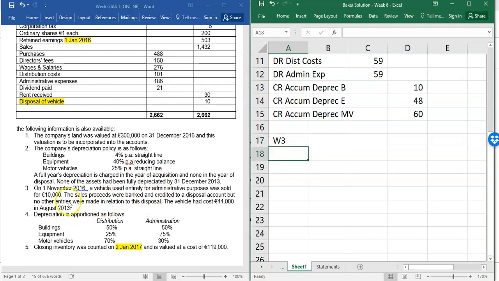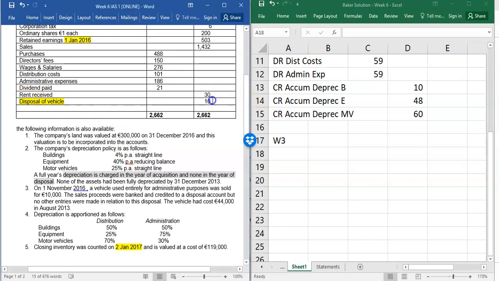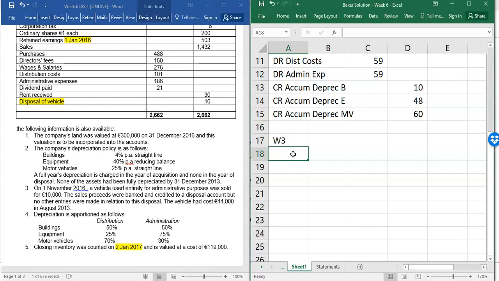So we actually have to do our working for the disposal as well, because all we've done is account for it for depreciation. But what we're told is we sold a vehicle for 10 grand. Sales proceeds were they debited bank, but they credited this disposal account. So you can draw a line there. That's where the 10 comes from. They debited bank and credited this, but we know that's not right. We know you should remove the asset and recognize a profit or loss on disposal.